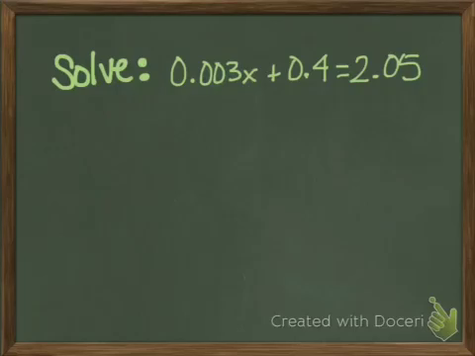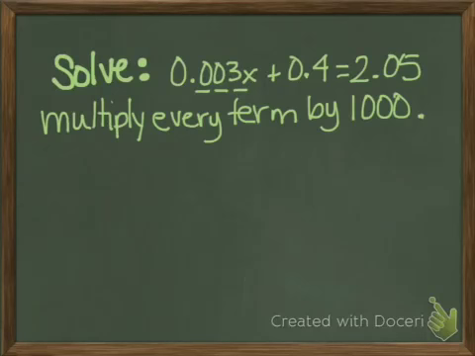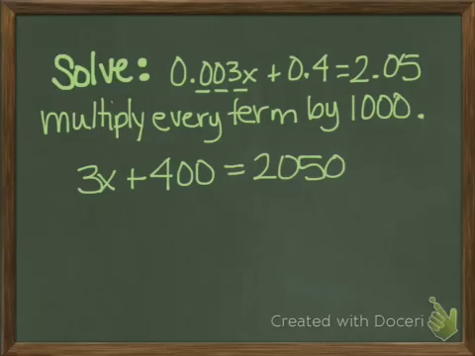0.003x plus 0.4 is equal to 2.05. So the first thing we look at and see is that the smallest term is 3/1000 x, and so since it's 3/1000, we're going to multiply every term by 1000. So when we multiply 3/1000 by 1000, we get 3x. Multiply 4/10 by 1000, we get 400. Multiply 2 and 5/100, we get 2050. And now it's a much easier problem to solve.